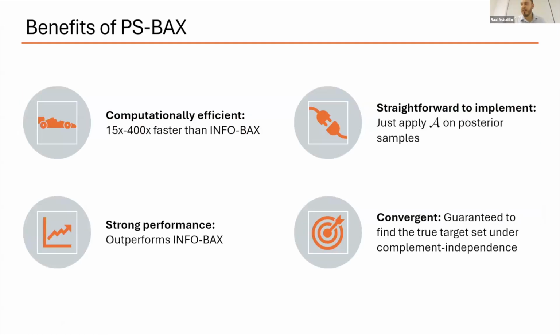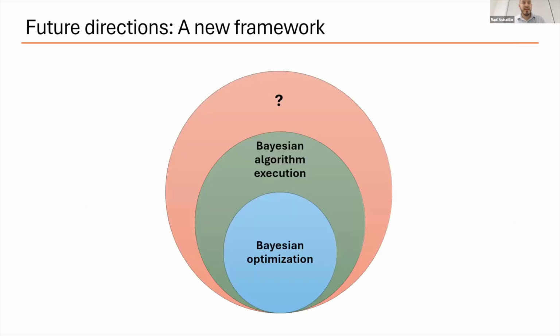Okay, let me recap very quickly. The benefits of this algorithm: it is computationally efficient, so much faster than existing baselines. It delivers a very strong performance. It is straightforward to implement, so if you have access to this algorithm A, then you just need to apply it on posterior samples, and there is some theory guaranteeing that it is convergent in a very broad set of cases. As future directions, I think Bayesian optimization has been really powerful, and there are some extensions such as Bayesian algorithm execution, and then the natural question is what framework is going to arise in the future to address the complexities of real-world problems. I think there are many interesting opportunities in this area.